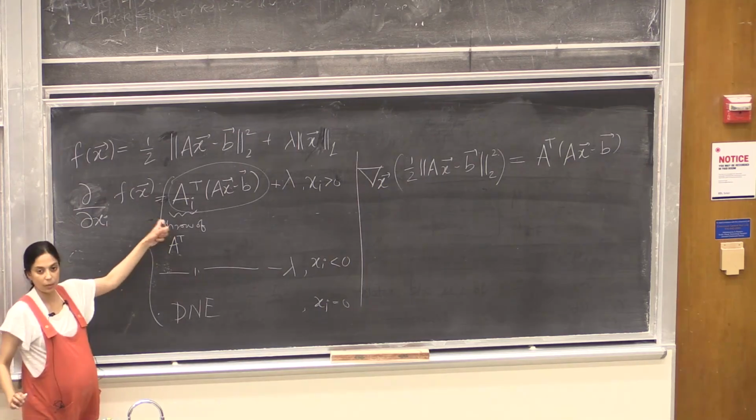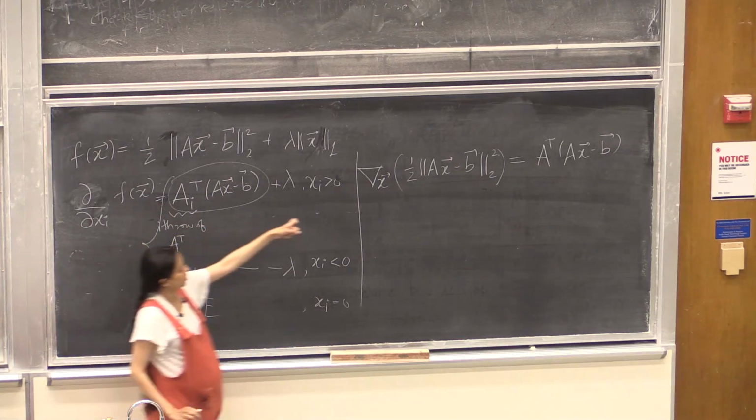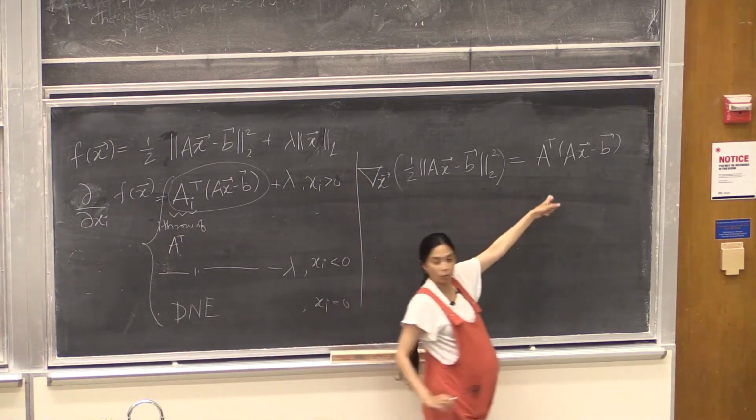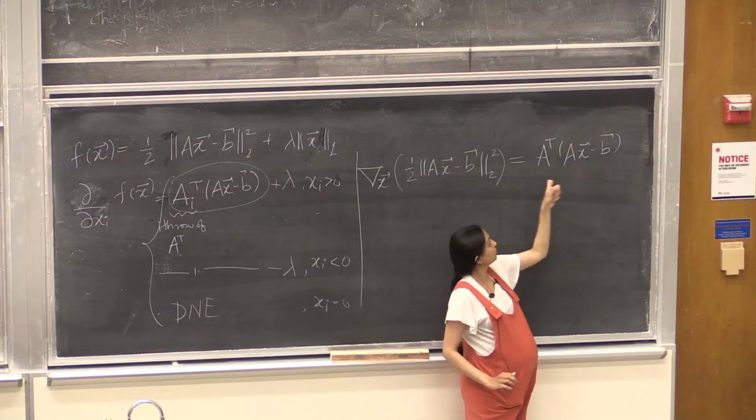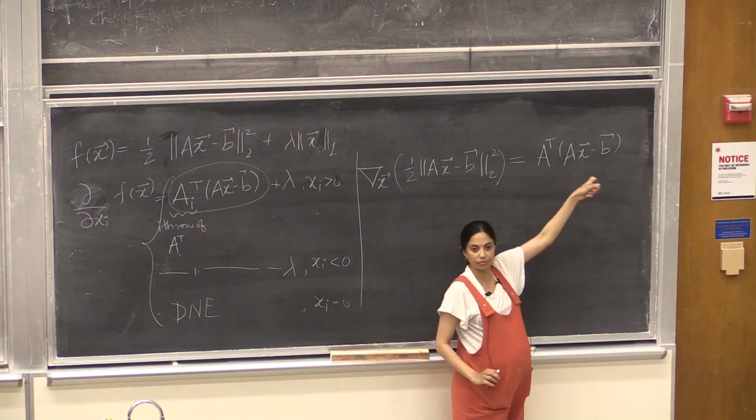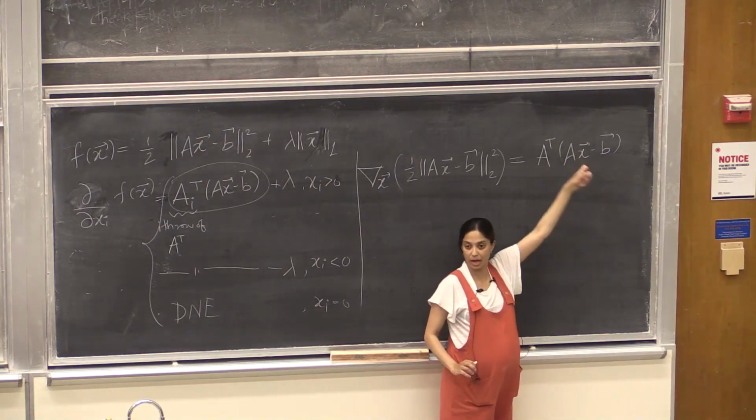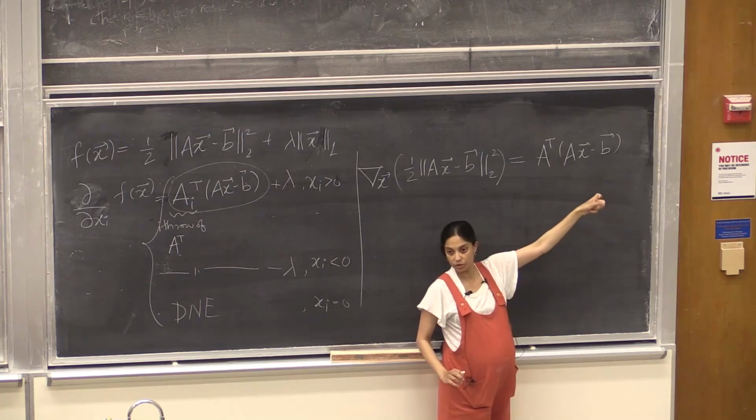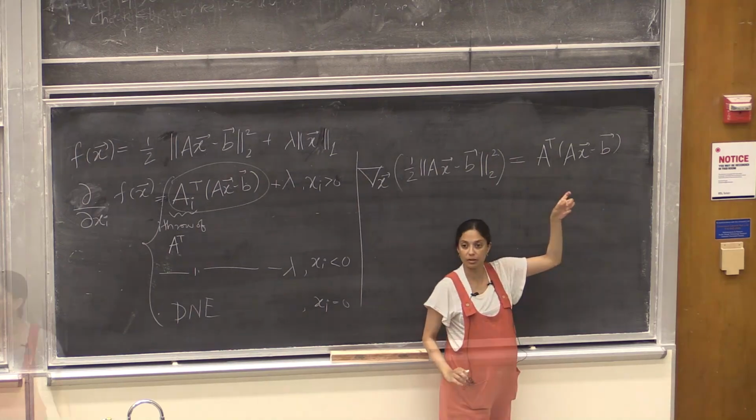Why is this true? So I look at the gradient of this. What is the ith component of this, right? This is a matrix. This is a vector. So the output of this, a matrix times a vector, is just a vector, so I just want the ith component of this thing, right?